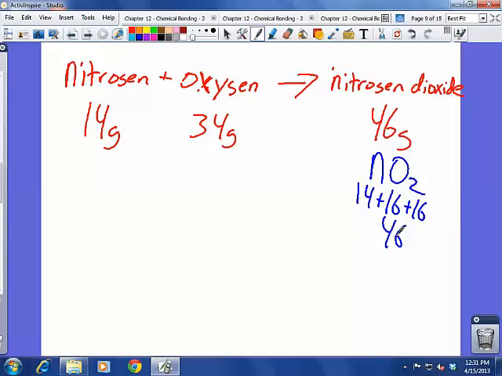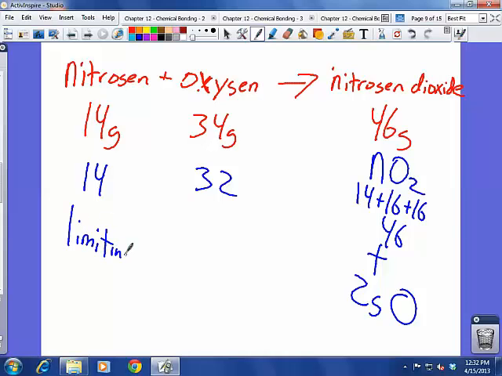What am I missing in this reaction here? How do you know it's 2 oxygen, 32 grams of oxygen? Because you only have 2 oxygens at 16, so it's 32. There you go. So if I start with 14 grams of nitrogen here, it's going to require 32 grams of oxygen. So I'm going to be left over with 2 grams of oxygen. So what is my limiting reactant here? Yeah. So my limiting reactant here is nitrogen because I have oxygen in excess.